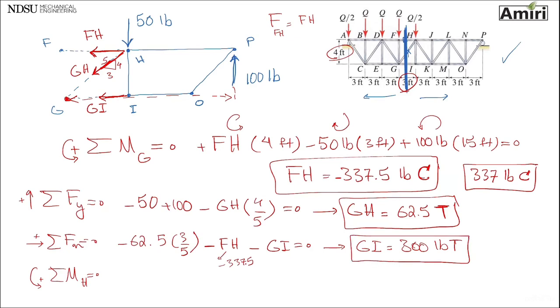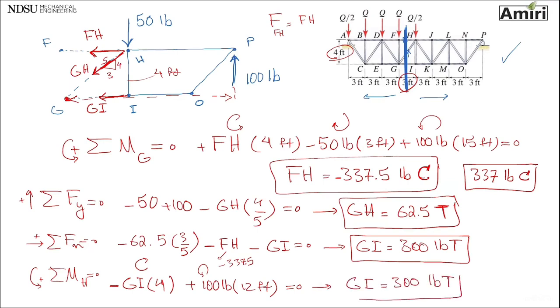If I want to use MH, GH, FH, 50, they all go through it, so I don't need to worry about it. So all I have to care about is GI at a distance of, what is this distance? It's 4 feet. Of 4, I have a force of 100 pounds multiplied by 12 feet. GH is going this way, so that is negative. 100 is going this way, so that is positive, equals 0. This one also will give me GI of 300 pounds, and that is tension. So I had two options for that.